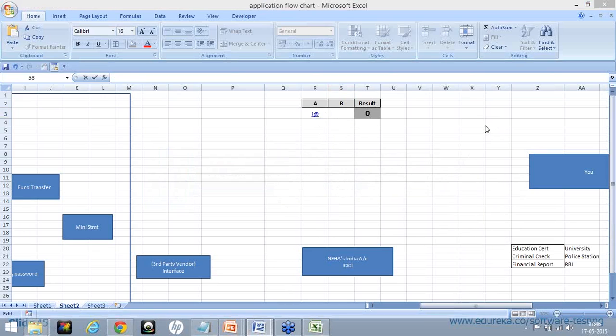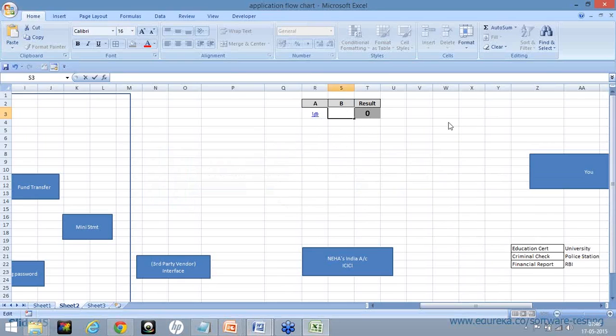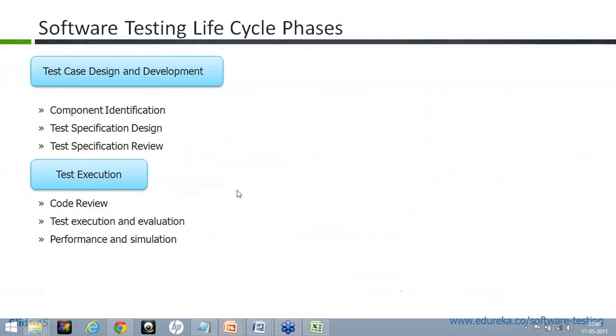We will see much more detail when we come to the test cases. This is just for your understanding. So how are we going to write? Our test specification design is nothing but writing your test cases. And what is test specification review? Review is a very important activity that a testing team should have.